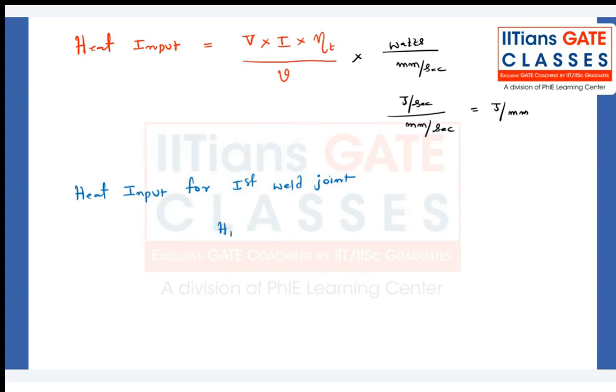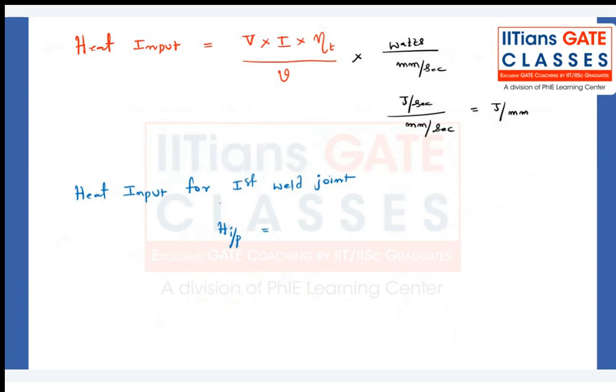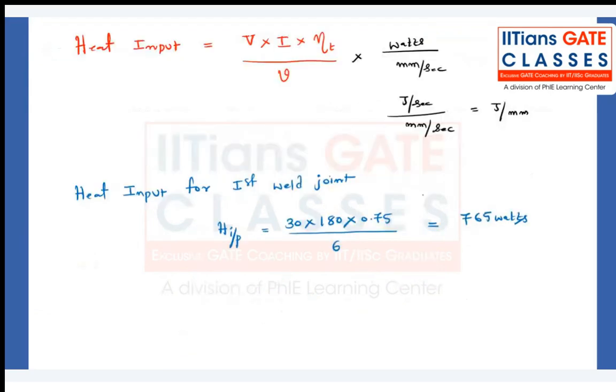Now here heat input is equal to, for the first case, V is 30, I is 180, and welding speed is 6, right? So voltage is 30, current is 180 into heat transfer efficiency 0.75, divided by 6. If you solve this, you are going to get 765 watts. But in the problem they said that in the second case, this is the data, both welds have the same heat input, right? That means whatever the heat input is there, that is similar for the second case also.